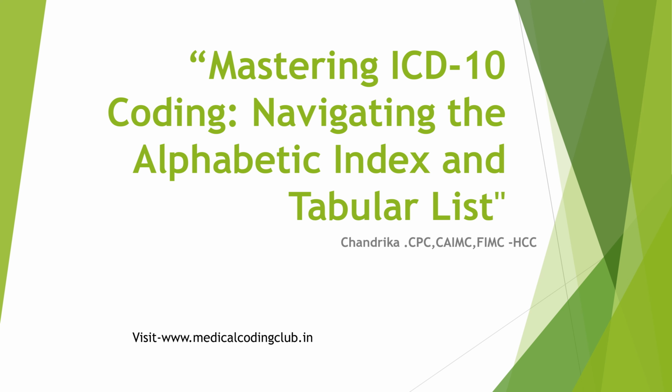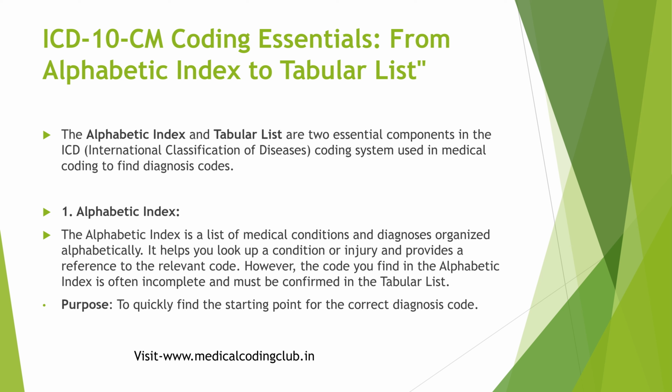So while coding ICD-10 codes for any condition, it is important for you to know the importance of the alphabetic index and tabular list. First you should get the code from the alphabetic index, and then you should verify it from the tabular list. Okay, so let's understand what the alphabetic index is.